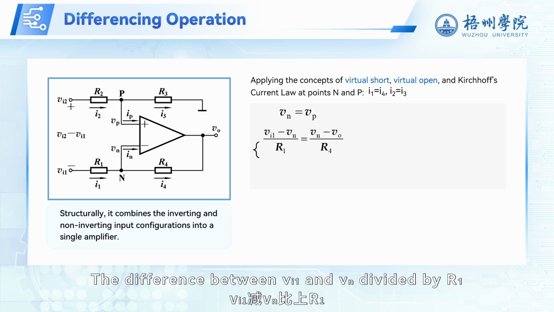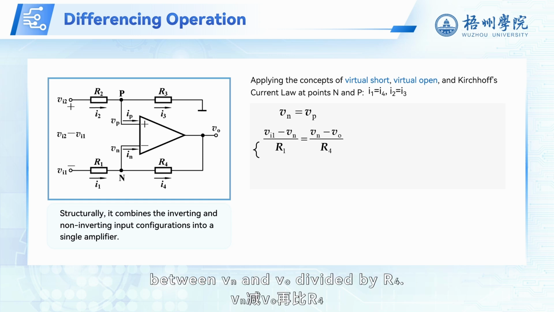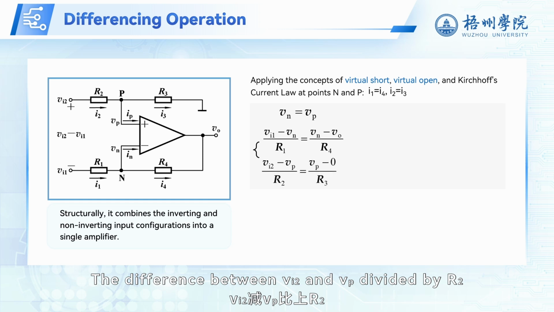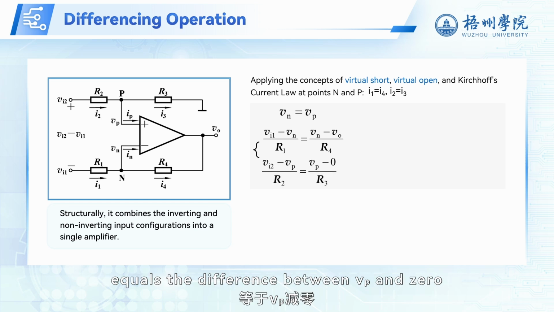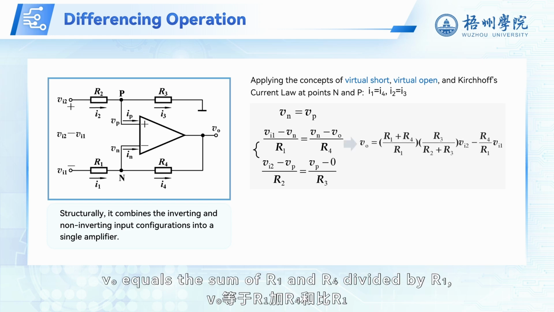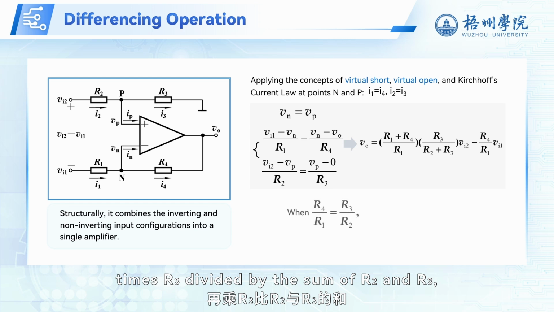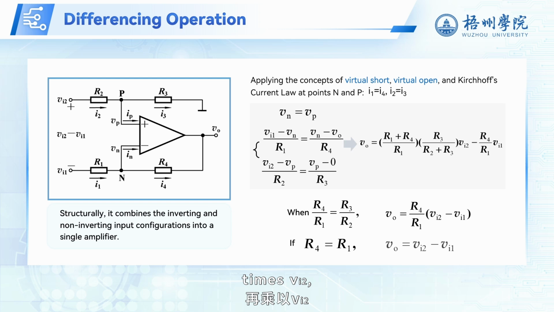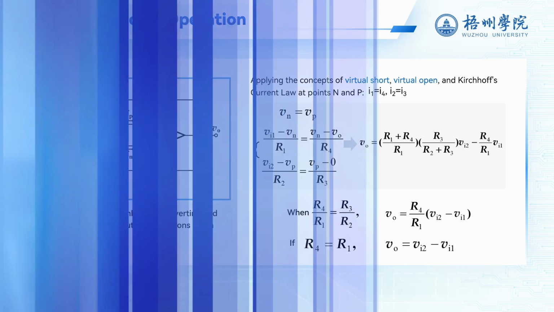The difference between Vi1 and Vn divided by R1 equals the difference between Vn and Vo divided by R4. The difference between Vi2 and Vp divided by R2 equals the difference between Vp and 0 divided by R3. So, we have Vo equals the sum of R1 and R4 divided by R1, times R3 divided by the sum of R2 and R3, times Vi2, minus R4 divided by R1 times Vi1.